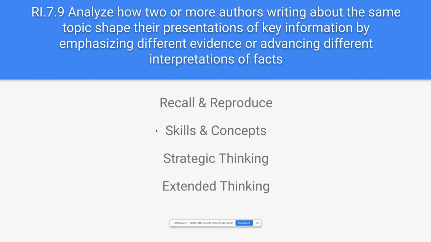Now remember, these are the 4 levels. This standard and all standards are not created equal. Some standards are written to be a level 1 standard, some are written to be a level 2 or 3 or 4, or whatever it may be. So let's explore this one a little bit more.